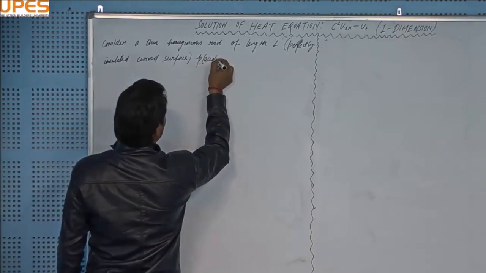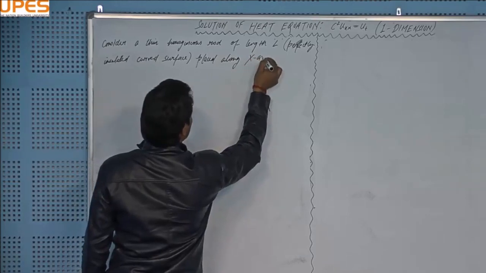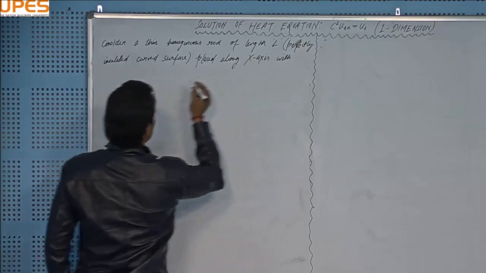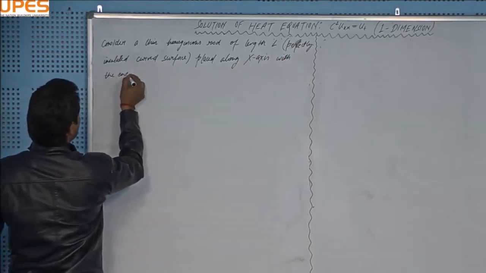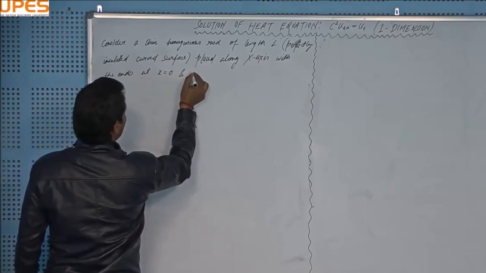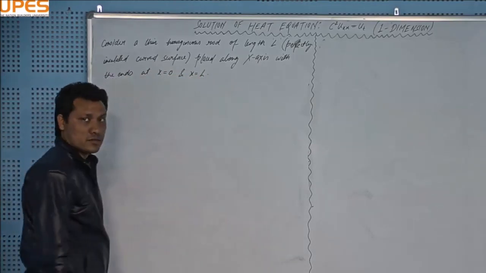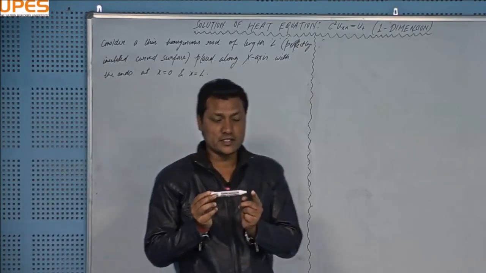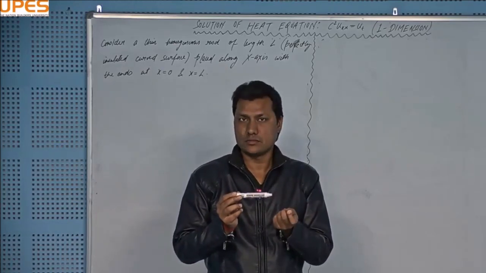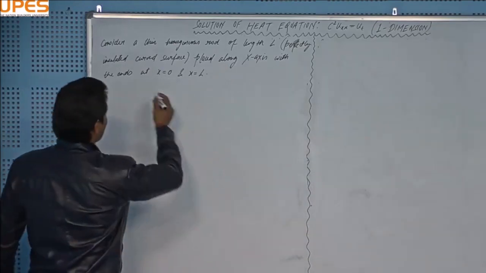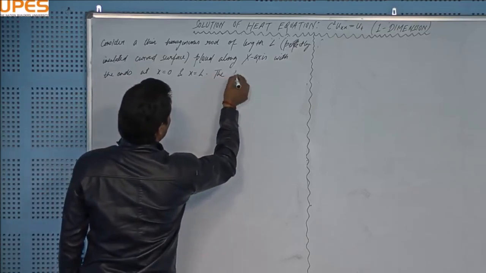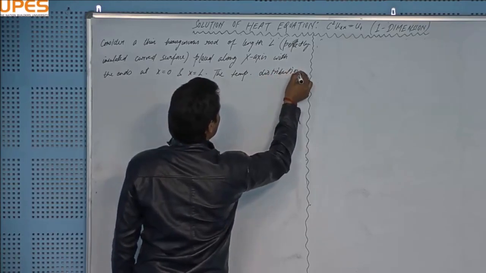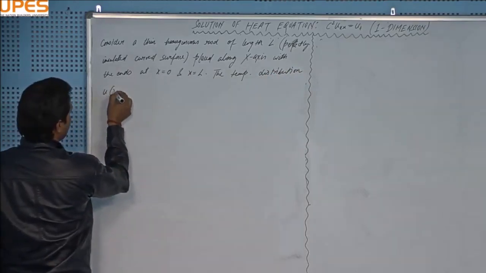Placed along the x axis with the ends at x equal to 0 and x equal to capital L, right? And yes, so the left end is placed at the origin and the right end is placed at the coordinate L comma 0, right? And yes, the temperature distribution denoted by u as a function of x comma t.